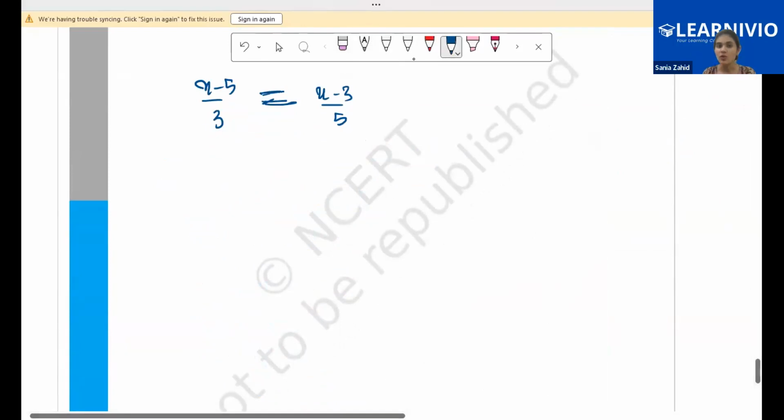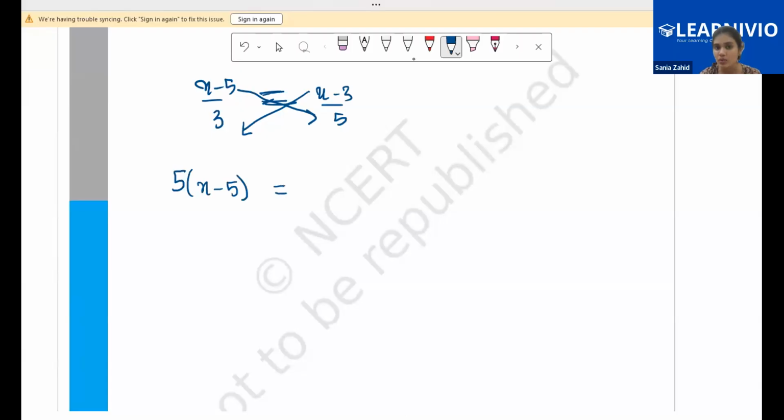Cross multiply. So what we will do, we multiply x minus 5 with 5 and we will multiply x minus 3 with 3. So what do you get? You get 5 multiplied with x minus 5 is equal to 3 multiplied with x minus 3. Okay. Now 5 into x is how much? 5x. Then minus sign, 5 into 5 is 25 is equal to 3 into x is 3x minus 3 into 3 is 9.